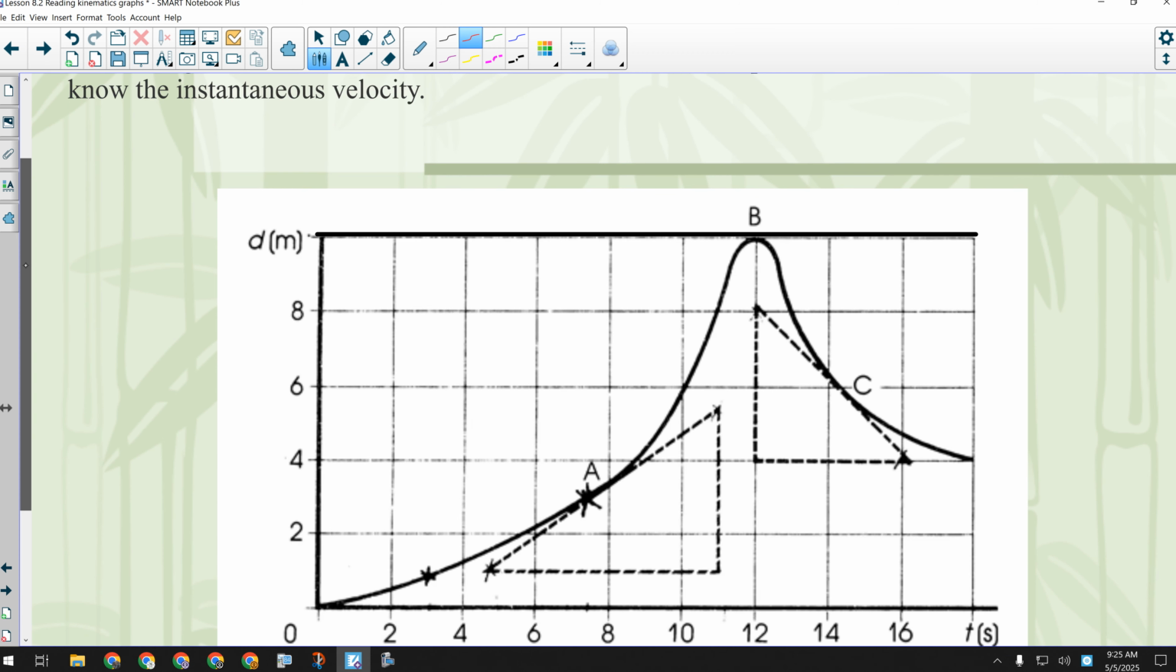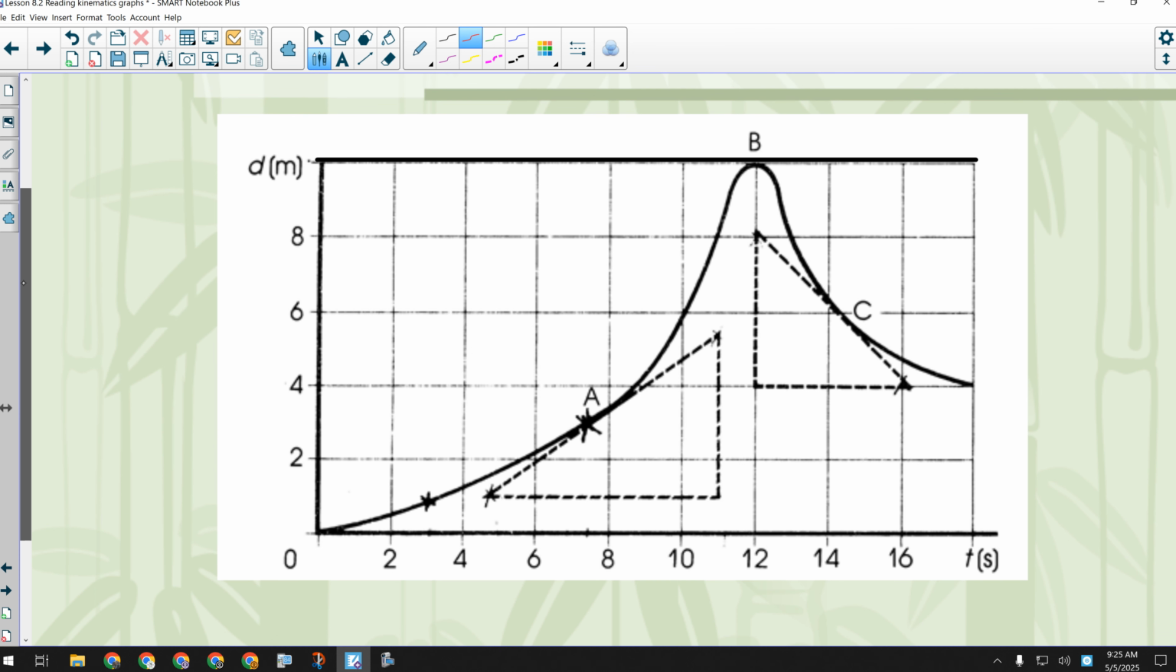Now, something about position versus time graphs. We don't actually require you to do this anymore, simply because it requires basically some hand drawing on a graph. But once in a while, you'll hear the term instantaneous velocity. What that means is how fast was the object going at this point, rather than average velocity, which was how fast the object was going over this section of time. Instantaneous velocity means at this point in time.